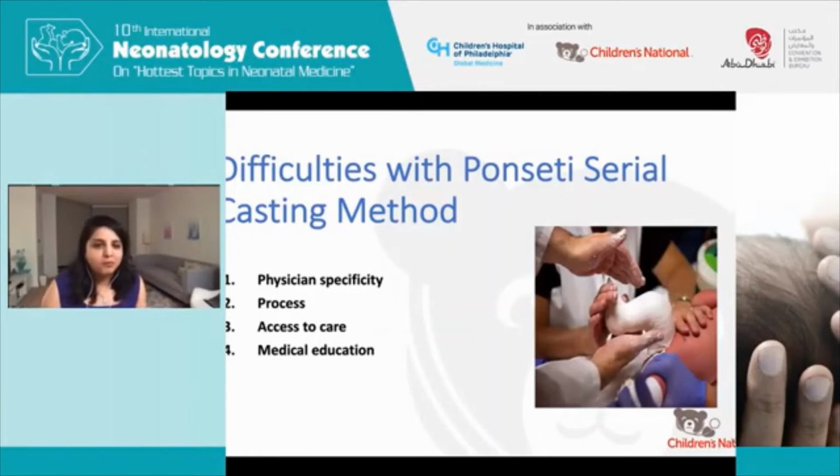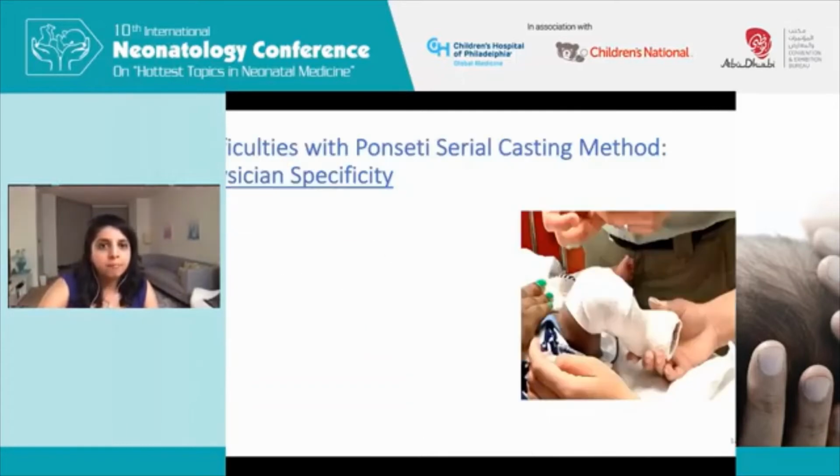So the question is, what is the problem and why am I interested in this research? There are actually a lot of difficulties with this method currently: physician specificity, the process, and then the main ones are really access to care and medical education. So physician specificity: this isn't a normal cast that you can get placed on the baby by a general practice physician or in the ER. It actually takes a lot of training and expertise by pediatric orthopedic surgeons who see many of these cases. And if it is attempted by someone who isn't as well-versed in the training, you can actually worsen the deformity, which can lead to non-correction or need for surgery later on.